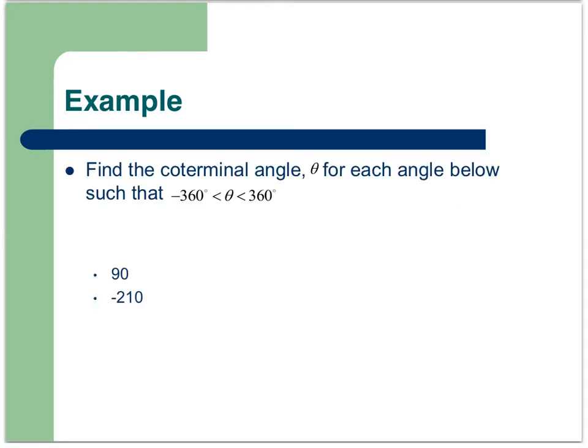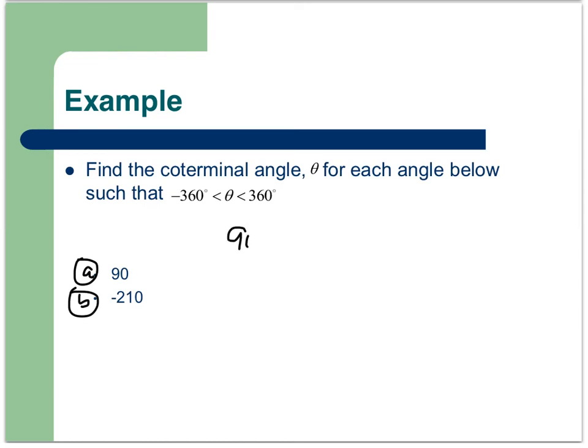Now we have another type of question where it says find the coterminal angle of theta. Remember, theta is just a variable for an angle measurement, for each angle below, such that the angle is between negative 360 and positive 360. We'll call this A, and call this B. I need to find a coterminal angle for 90 that falls between negative 360 and 360.